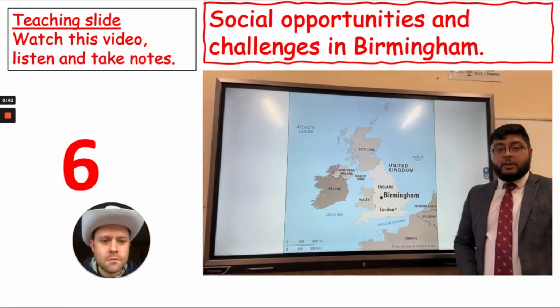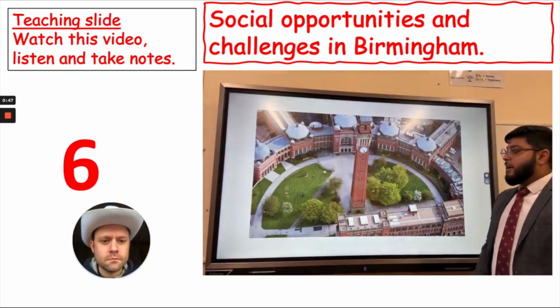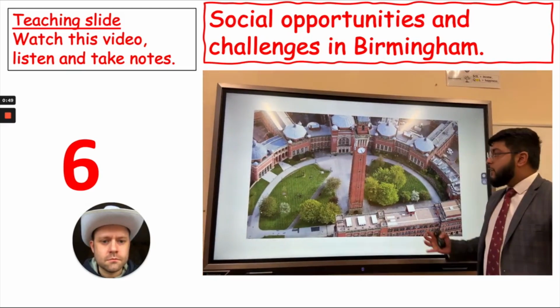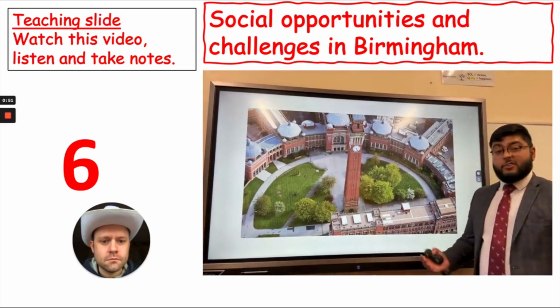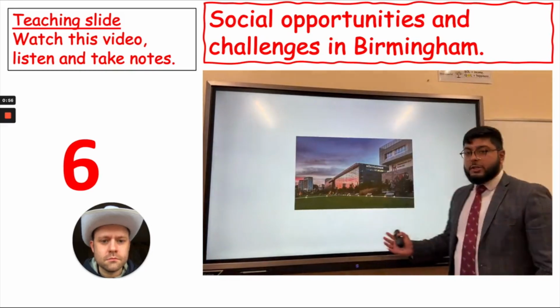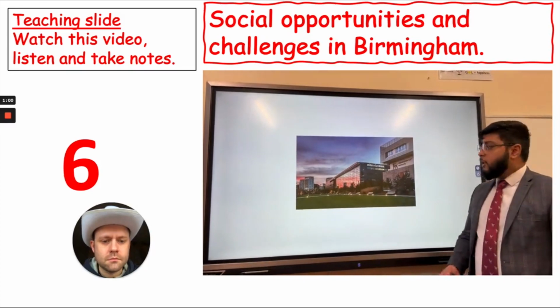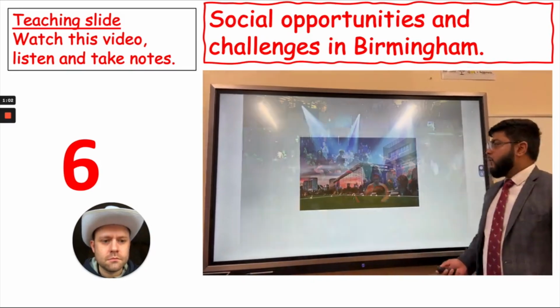So Birmingham, we'll be looking at social opportunities and challenges. So opportunities first. Birmingham has 5 universities. The University of Birmingham is in the top 10 in the UK and ranked 87th globally of all universities, but there are also universities like Birmingham City University, which offer really good vocational qualifications like nursing, midwifery or teaching.